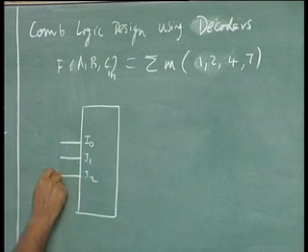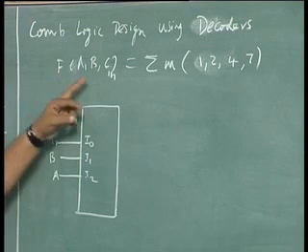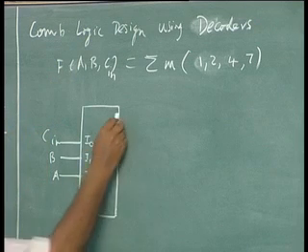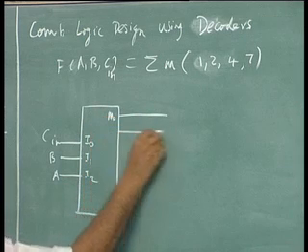Here this will be A, this will be B, this will be C, in that order I am writing, so the same order should be mapped. And output will be M minterms. I will call this I0, I will call this M0, which is the same as I0.